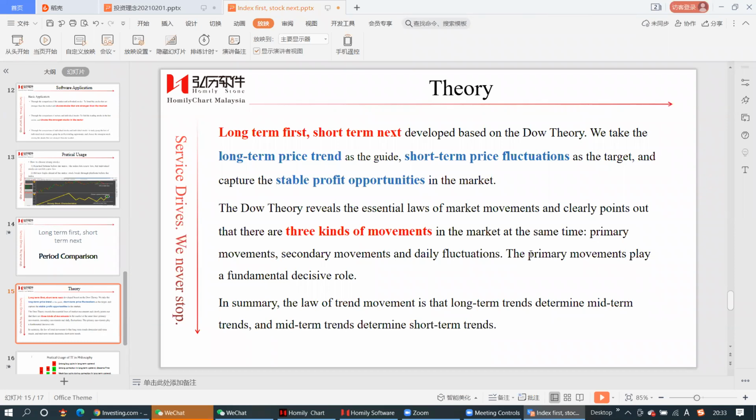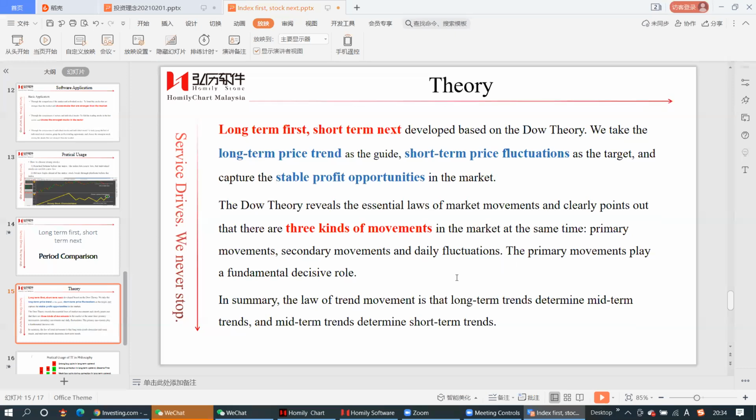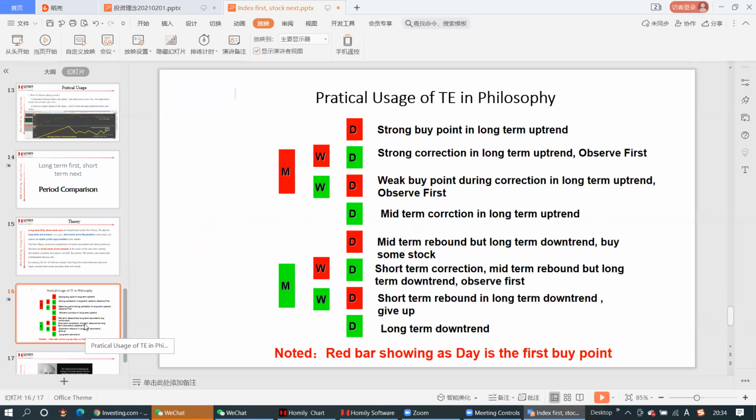So you can see it like here. I will show you these graphs, which can be used with the Trend Expert. Here, for the practical usage of the TE, as we always say, the index first, the stock next, and also the long-term and the short-term, and how we study it. This can be studied by the TE.